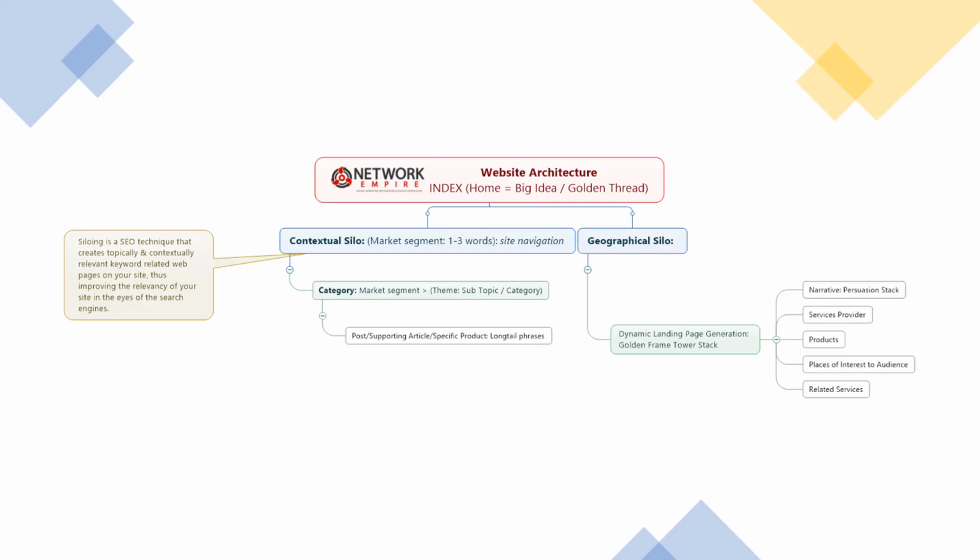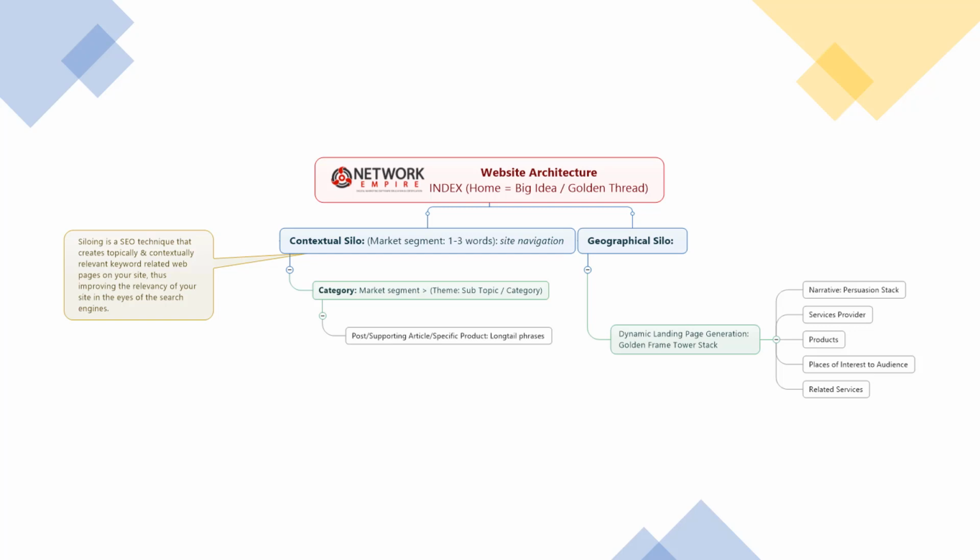Okay, website architecture. Why website architecture? Number one, siloing is an SEO technique that creates topically and contextually relevant keyword-related web pages on your website. That's the big idea. It organizes your data or your topics in a structured way, and it gives the person building the website the ability to manage his blueprint and the way the traffic comes in in an efficient way. Because why? You can segment through the language.